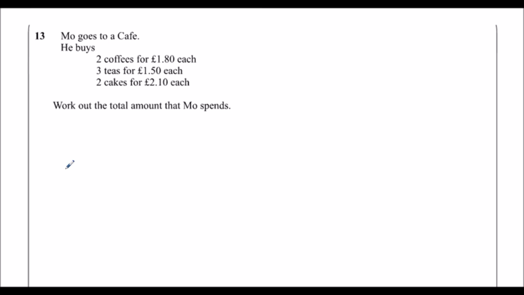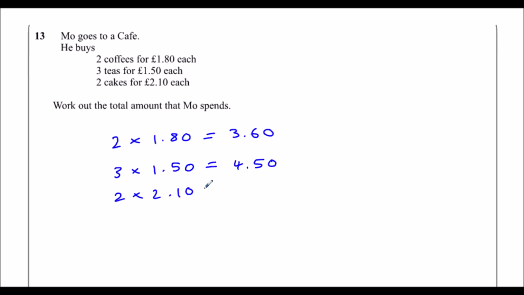Question 13. Mo goes to a cafe. He buys 2 coffees for £1.80 each, 3 teas for £1.50 each, 2 cakes for £2.10 each. How much money does he spend? So we've got 2 £1.80s, which is £3.60, which is doubling 18, 36. 3 £1.50s, which is £4.50, and 2 £2.10s, £4.20. So we're just going to add these up.